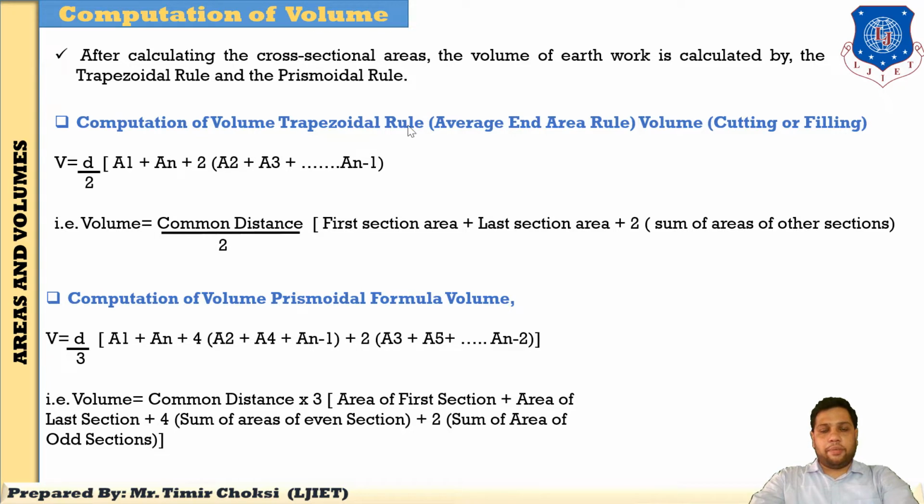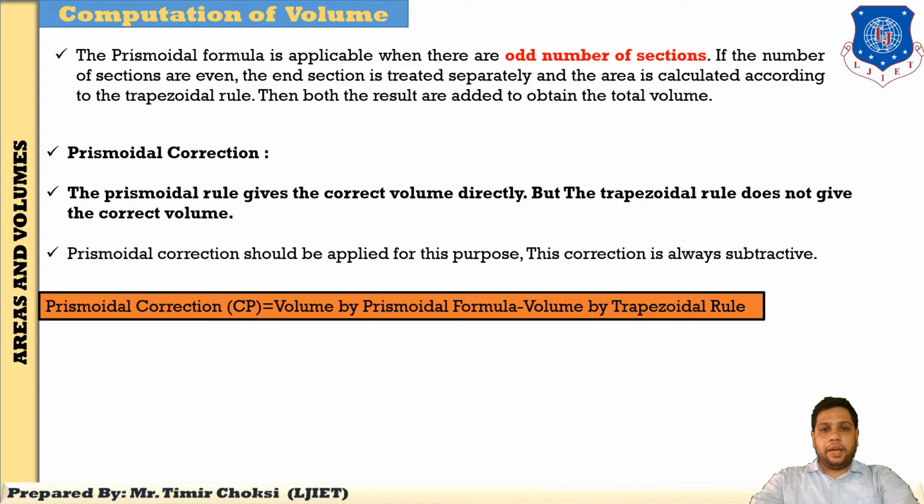Computation of volume by trapezoidal rule: you know that V equals D by 2 times, first cross-section area plus last cross-section area, plus 2 in bracket the sum of the remaining cross-section areas. Similarly, the volume by prismoidal formula: V equals D by 3 times, first cross-section area plus last cross-section area, plus 4 in bracket the sum of even cross-section areas, plus 2 in bracket the sum of odd cross-section areas. So these two equations are important for finding the volume of earthwork as well as the capacity of the reservoir.